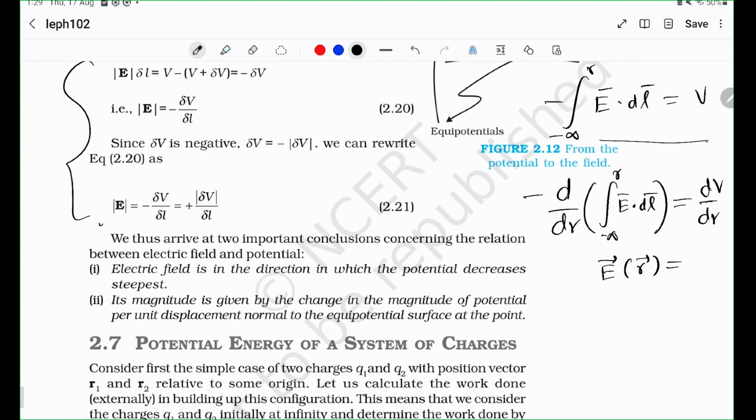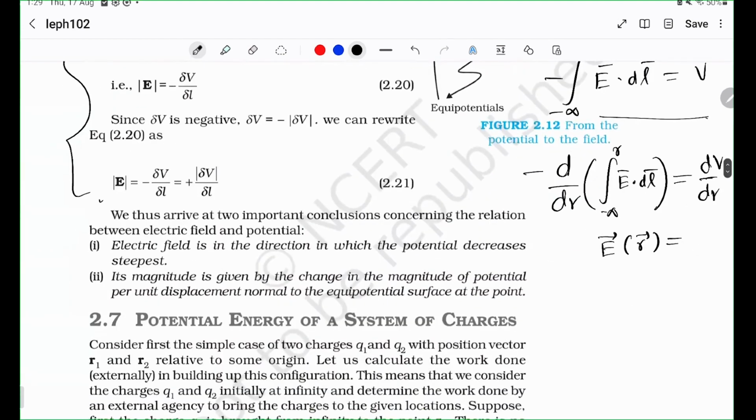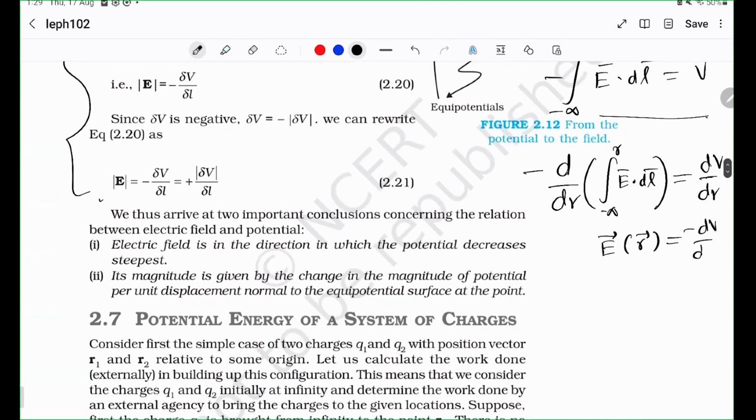So that's it. Oh, so it's a negative sign, right? Negative sign. That's it. That is where you get the relationship. The electric field at any point in R is the negative derivative of the potential with respect to R.